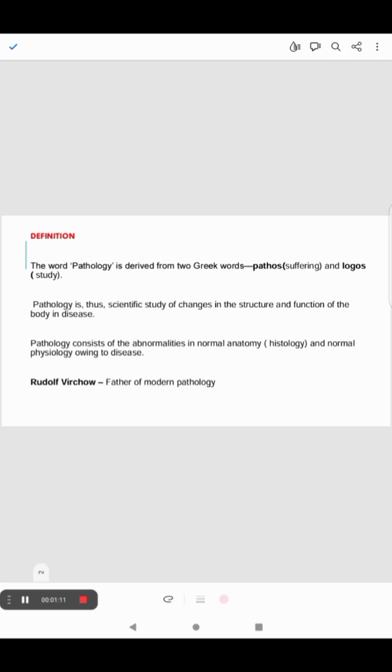Just know the name of the father of modern pathology, that is Rudolf Virchow. Virchow said that whenever there is any injury to the cell or stimuli given to the cell, there will be structural changes happening to the cell. Likewise, changes will happen in the tissue, organ, and finally disease will be caused.